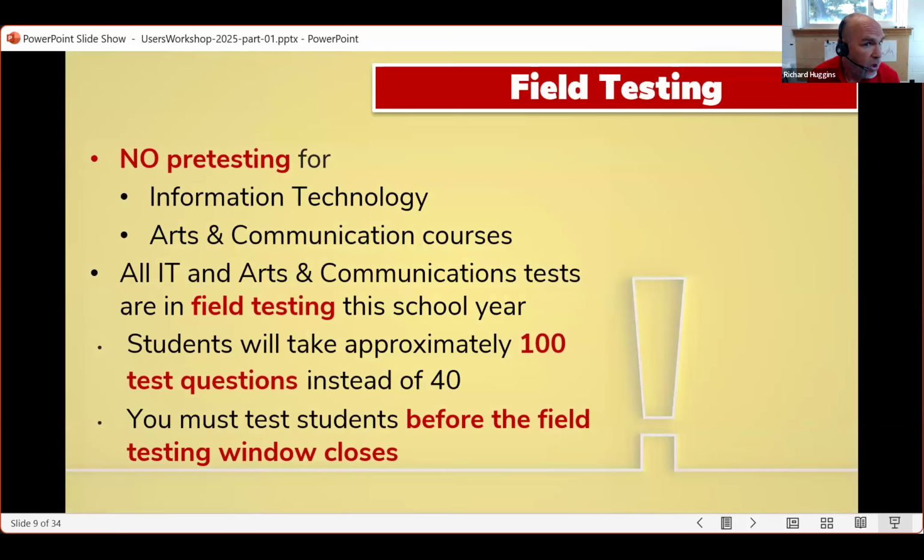As you know, there's no pretesting in IT and arts and communications except in a few courses that didn't get rewritten this year. But for all intents and purposes, there's no pretesting in IT and arts. So just be aware of that. Most of those IT and arts tests are in field testing this school year. Students will be taking approximately 100 test questions instead of the typical 40.